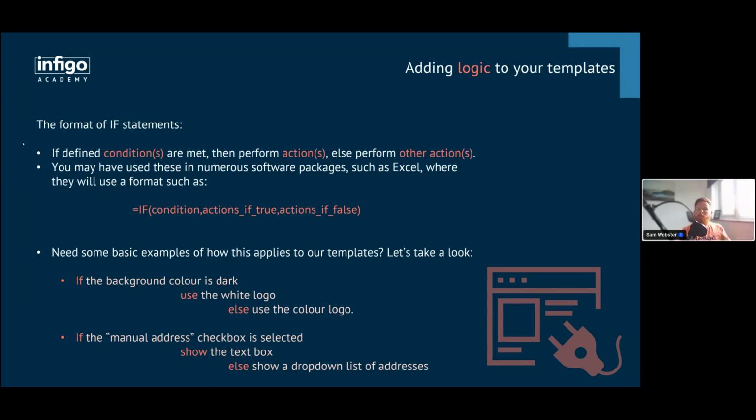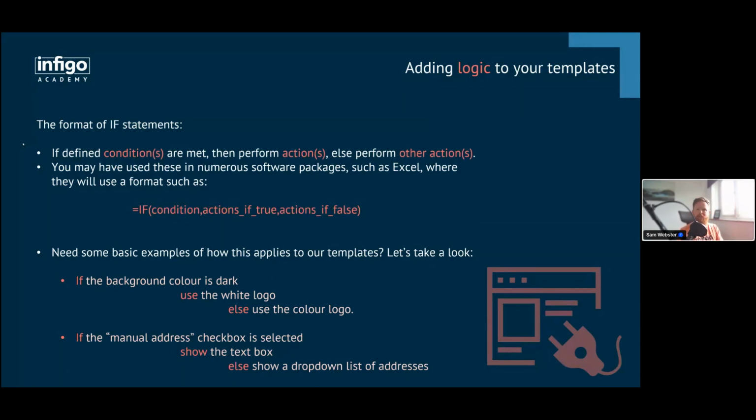So if you need a bit further context on this and a bit of real world application, I've got a couple of those at the bottom of the screen there. So one example, which I can actually show to you in practice in a moment, if the background color that we select is a dark color, for example, then we can get it so that the system will automatically use a particular logo. Whereas if the dark color isn't chosen, then we might use the color logo. So it's controlling other variables based on the selection of one particular variable.